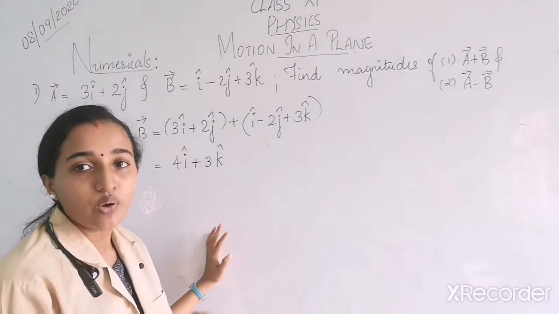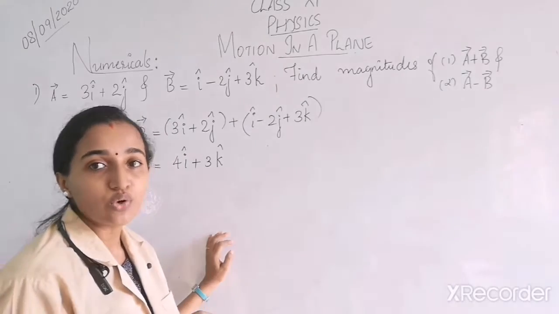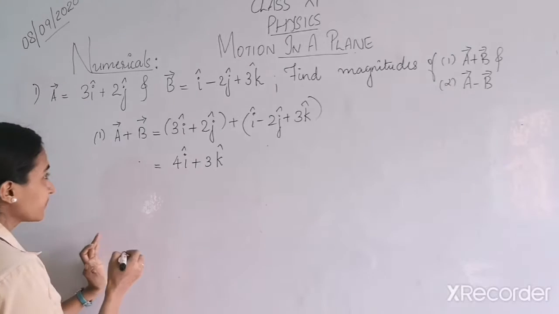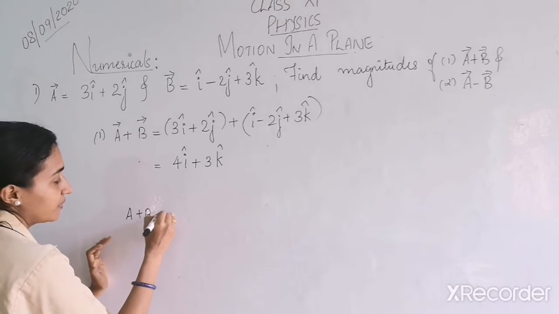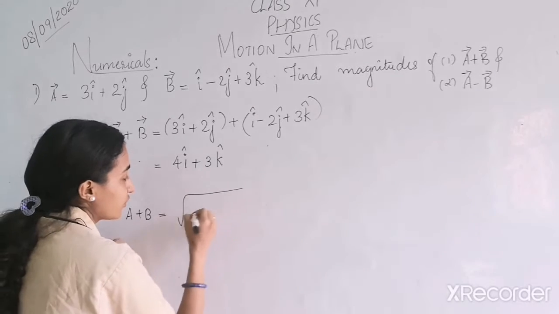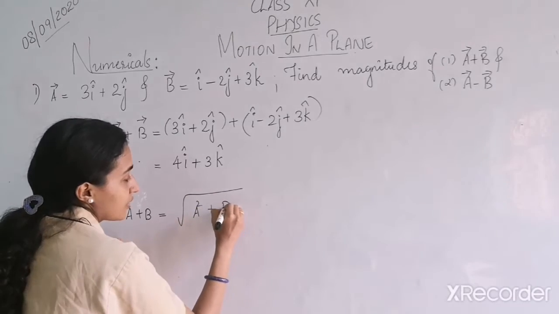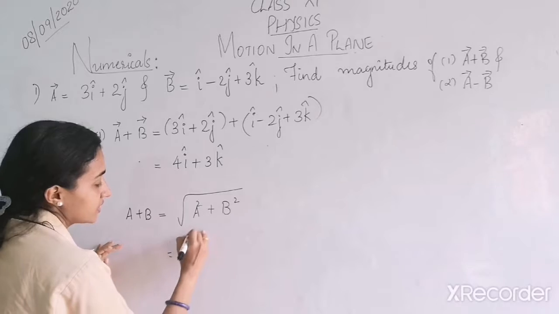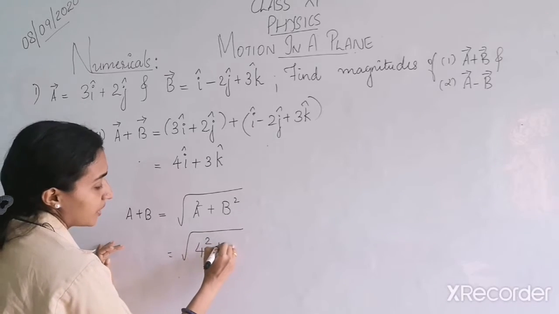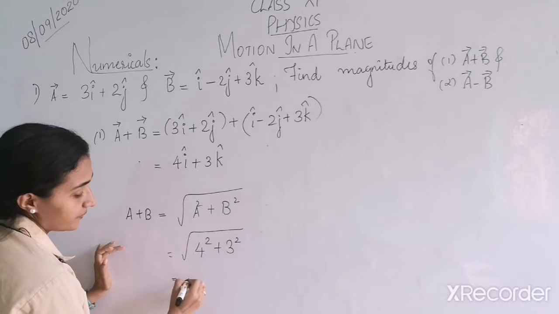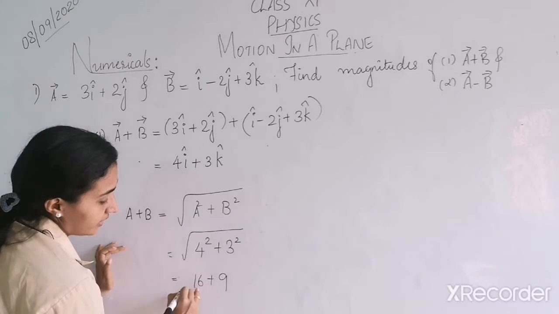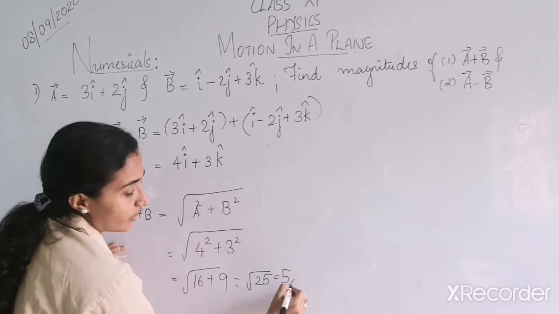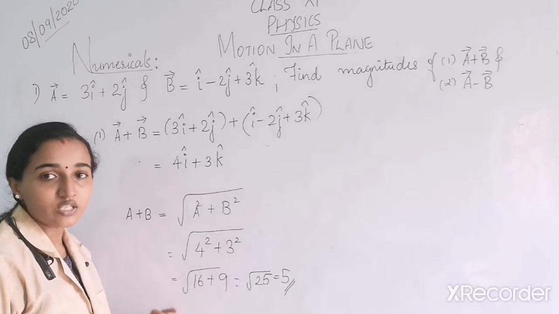Now what do you want to find out? You need to find out the magnitude of a plus b. How will you find the magnitude of a plus b, or how will you find the resultant? The magnitude of a plus b will be equal to the square root of a square plus b square. This is the equation you have, isn't it? So here it is going to be 4 square plus 3 square, that is 16 plus 9, that is root 25, which is going to be 5. This is how you are going to solve your first part.